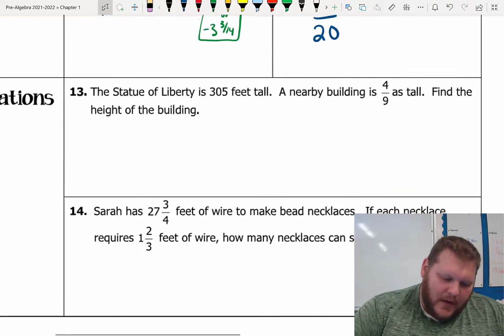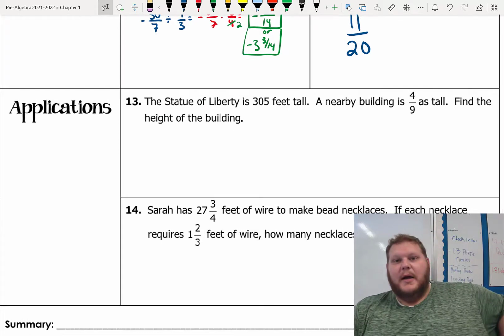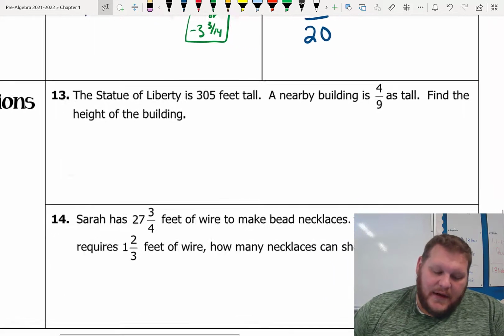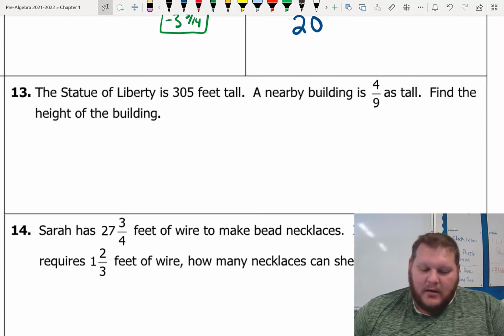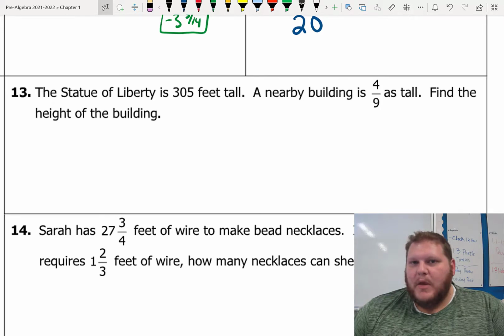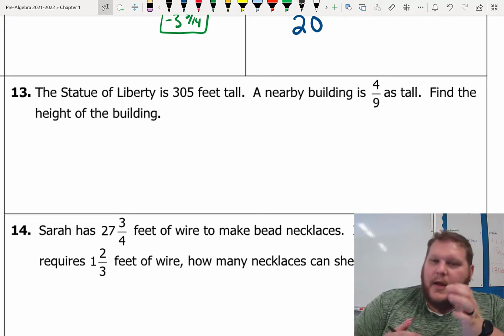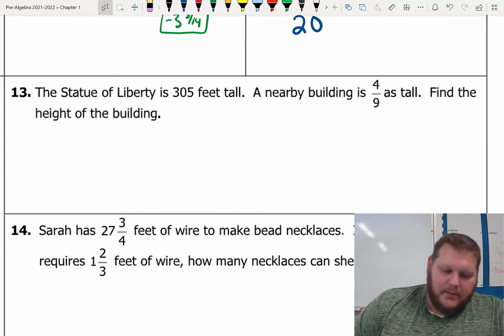Okay. For our last two problems, we've got some different applications of multiplying and dividing fractions. In this first one, the Statue of Liberty is 305 feet tall. A nearby building is 4/9 as tall as the Statue of Liberty. We're asked to find the height of the building. So we would multiply the height of the Statue of Liberty times 4/9, because if the building is 4/9 as tall, I multiply those two together, and that's going to give me the height of that building.